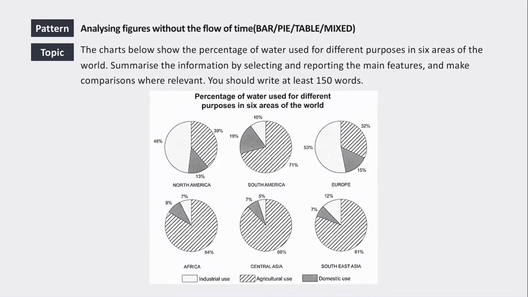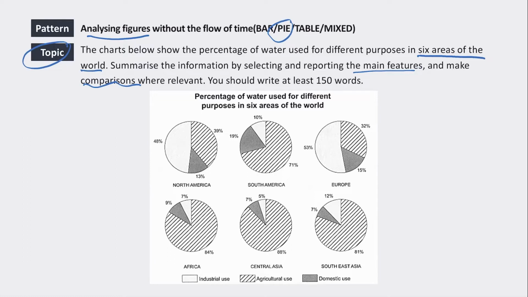Okay, so we're going to do an IELTS Task 1, where we're analysing figures without the flow of time, and today we're looking at pie charts. Okay, so let's look at the topic. The charts below show the percentage of water used for different purposes in 6 areas of the world. Summarize the information by selecting and reporting the main features and make comparisons where relevant.